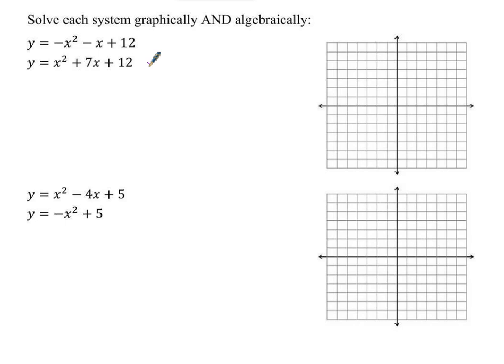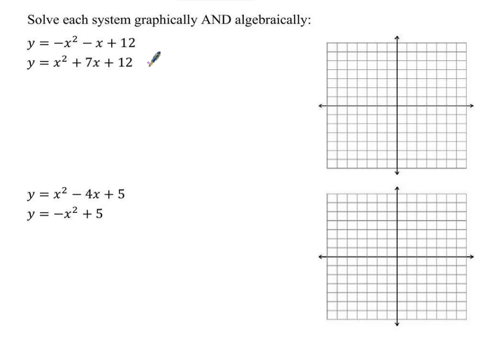If they have the same y-intercept, then does that mean we already know one of the solutions? Yes. 0 comma 12. Yep. So we already know one of the answers, which is really nice. It doesn't do us any good for finding the other one, but we already know one of them, just by looking at it. All right?